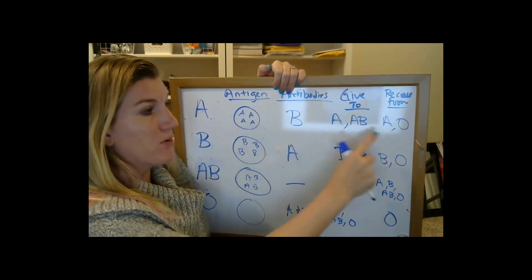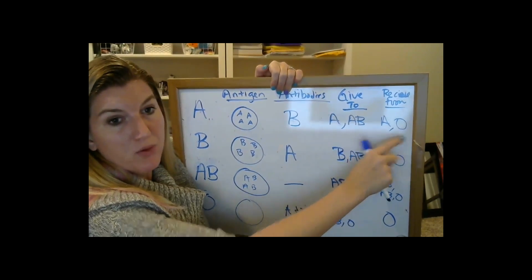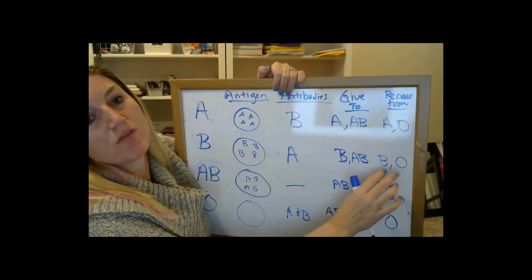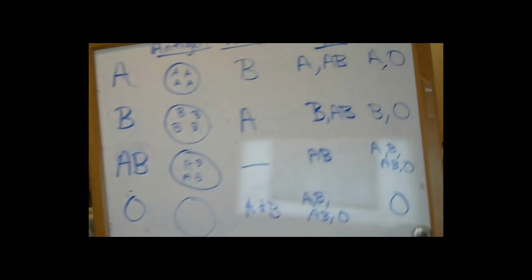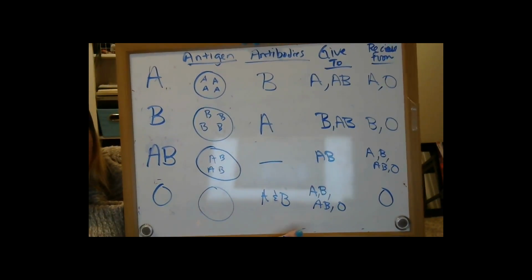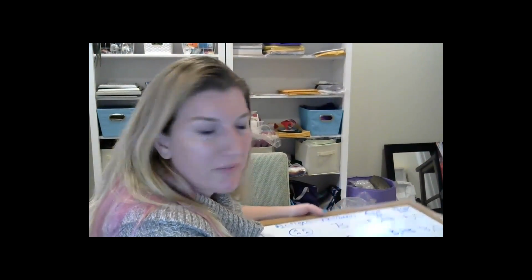Blood type A people can only receive blood from A people or O. Blood type B people can only receive from either B people or O people. So there's your visual. Again, hopefully it's not backwards for you. If it is, use a mirror. I don't know, to figure it out.